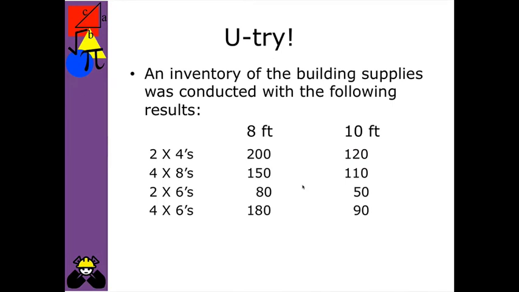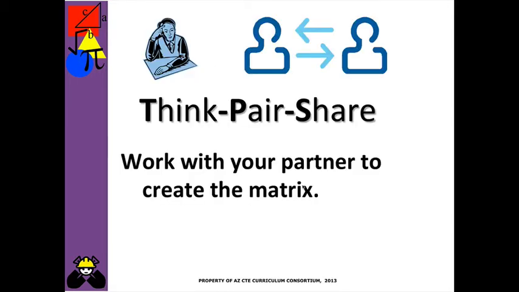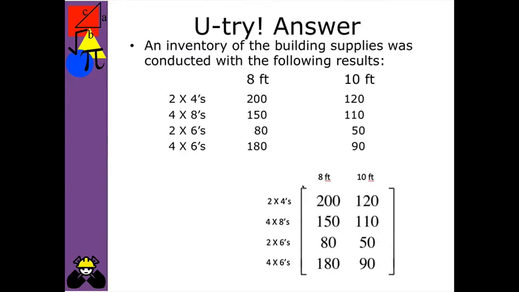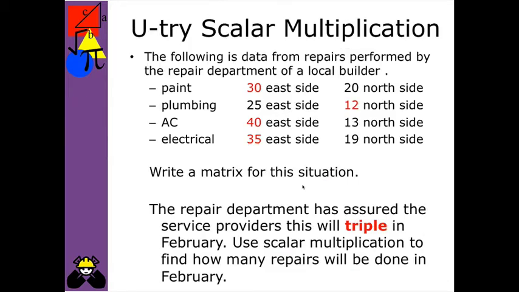You put this as a matrix and write this on your note taker, and I'll meet you back here in a minute. Okay, now you've created a matrix. Check with your partner and see if you got the same answer I did. I just pretty much kept it in the same order. I put it in the matrix symbols, which if you don't have the matrix symbols, it's wrong. And then I put the 2x4s, the 4x8s, the 2x6s, and the 4x6s, 8 feet and 10 feet. I labeled everything and put the numbers in.